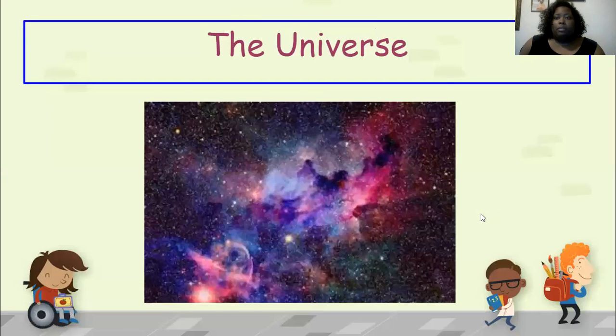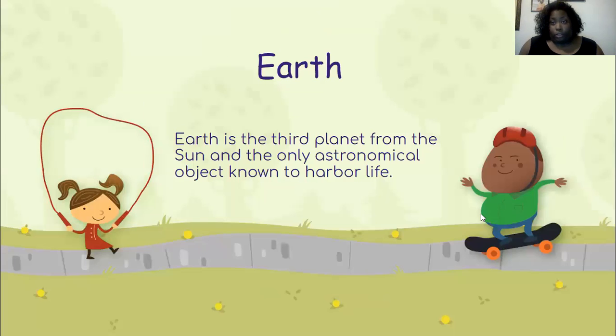Today, we are going to learn about the universe, more specifically, Earth. Our lovely planet Earth is the third planet from the sun and is the only astronomical object known to harbor life. That means it is the only body in outer space to have living organisms on it. We learned last week that living organisms can be plants or animals. And in this case, Earth has both.